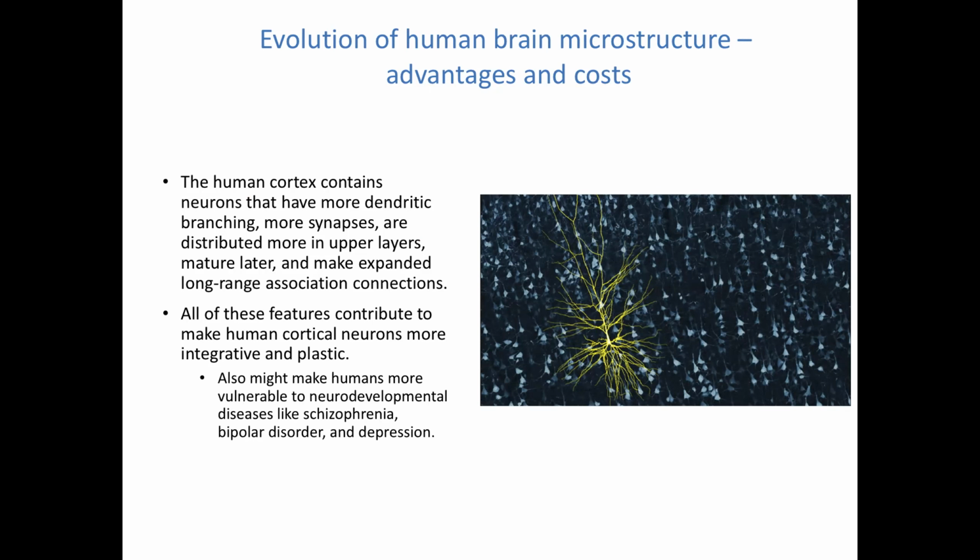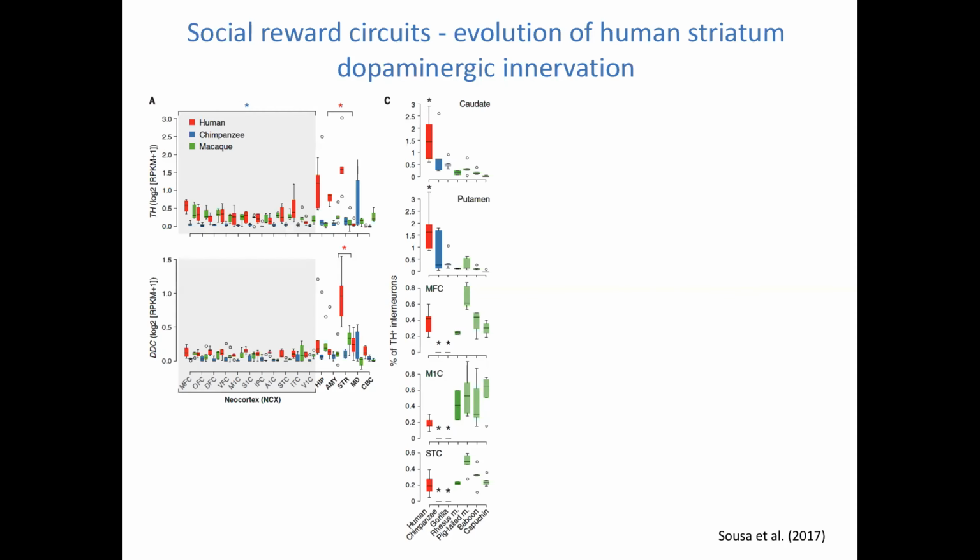These features, especially the developmental trajectory it takes to achieve these large sizes and large number of synapses, also might make human neurons more vulnerable to neurodevelopmental diseases like schizophrenia, bipolar disorder, and depression.